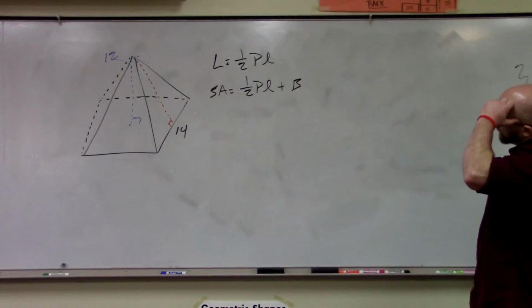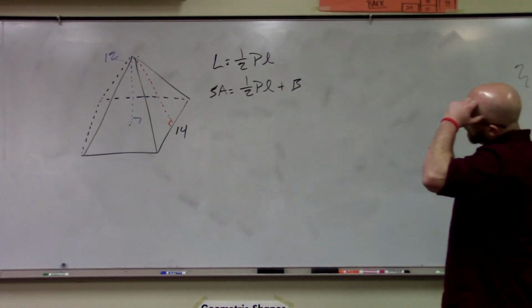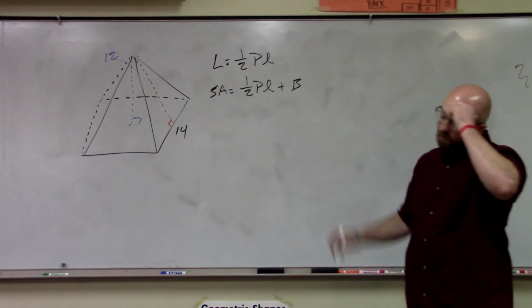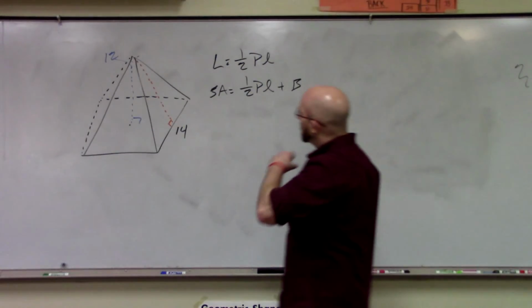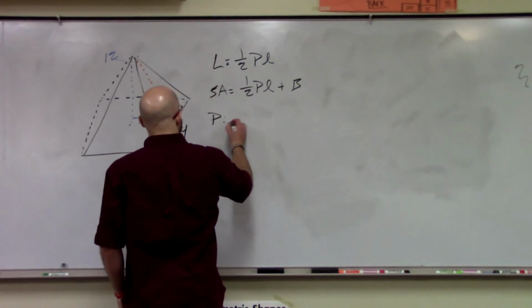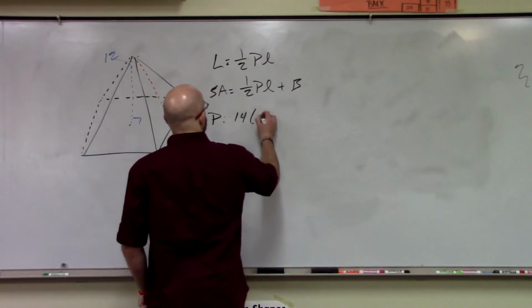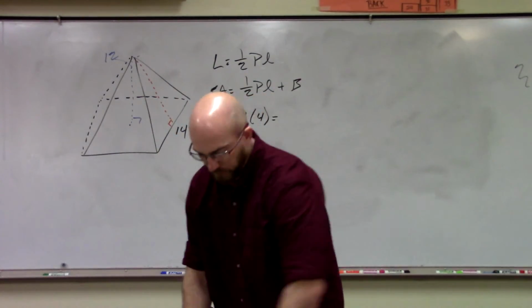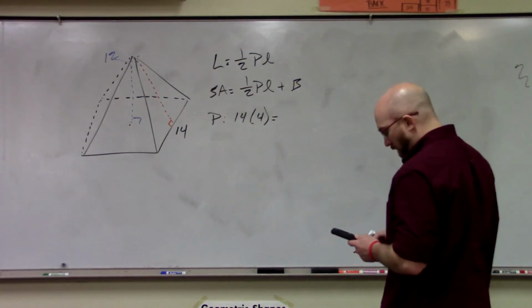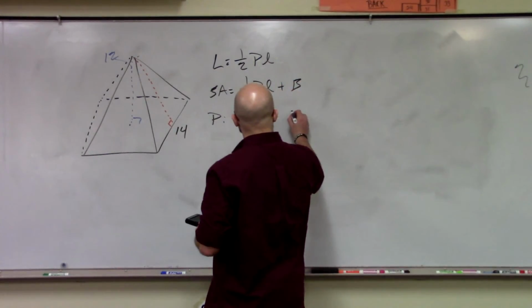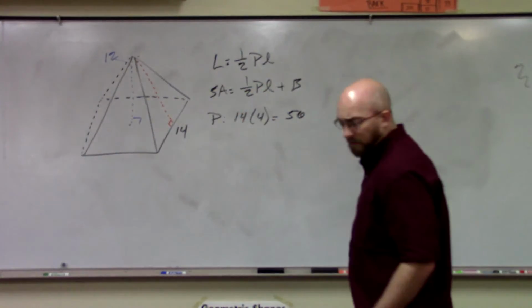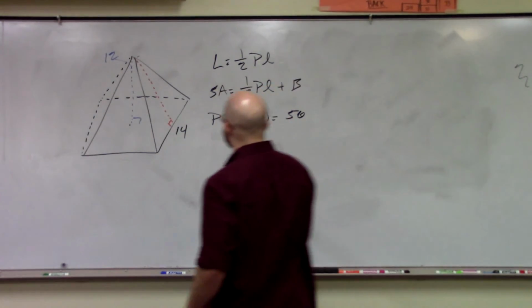Okay, so let's go ahead and plug in what we need there. It's a square base. I know it doesn't look like it, but it's a square base. So a perimeter is 14 times 4. Just cover that there. 56. Okay, so what we need to find is our L, our small L, our slant height.